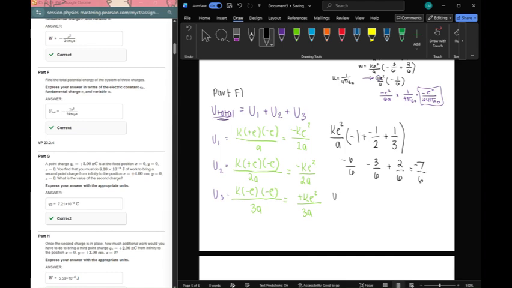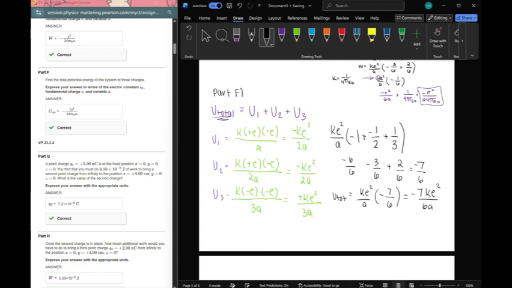So now the U total equals KE squared over A times negative 7 over 6. This is going to be negative 7 KE squared over 6A.